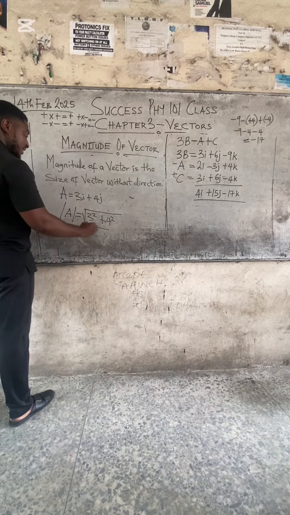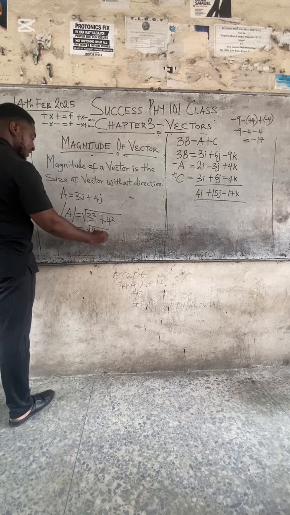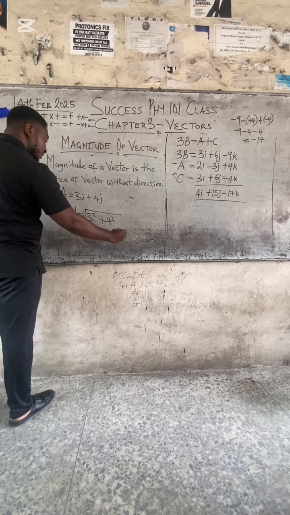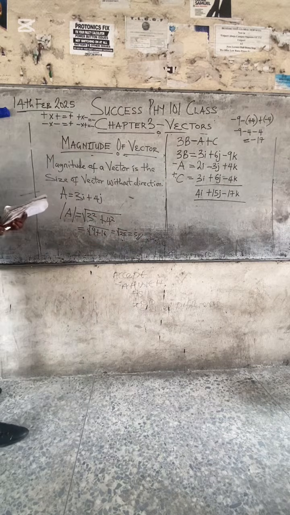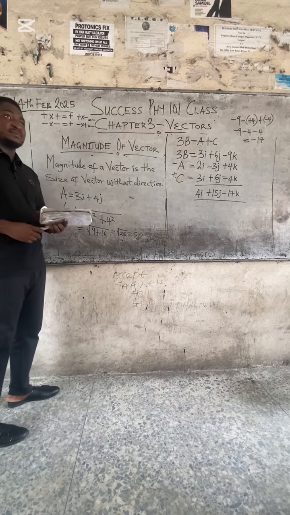This will be the square root of 3 squared plus 4 squared. 3 squared is 9. 4 squared is 16. 9 plus 16 is 25. And the square root of 25 is 5.